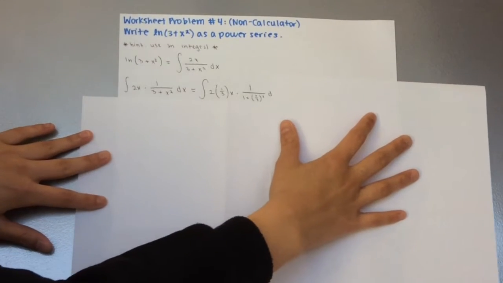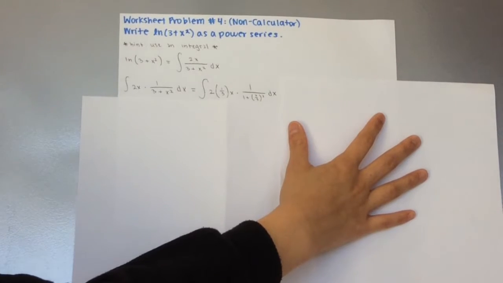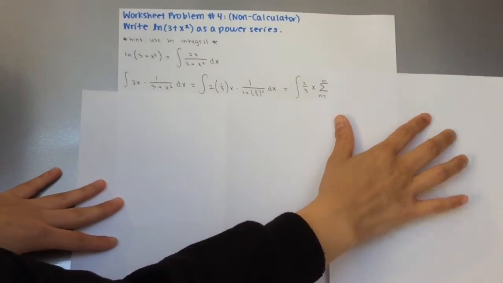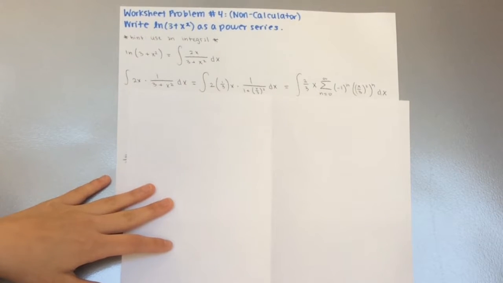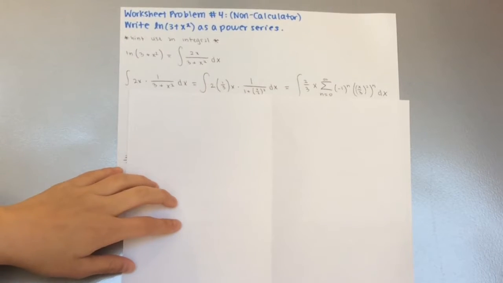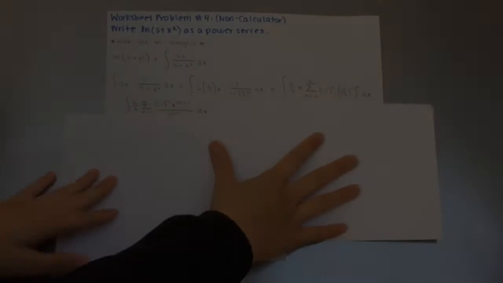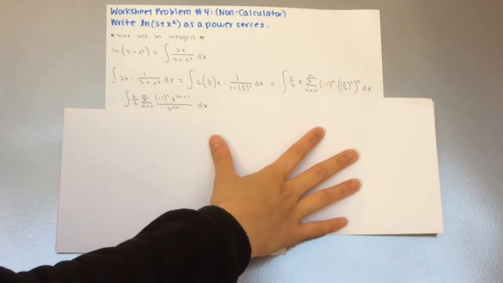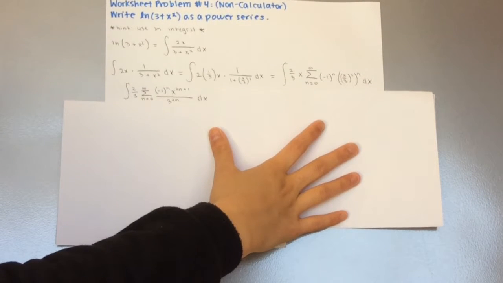And this further simplifies to the integral of 2 times 1/3 x times 1 over (1 plus (x over 3) squared) dx. And this gets us the series, which is the integral of 2/3 x times the summation from n equals 0 to infinity of (-1)^n times ((x over 3) squared)^n dx. So this further simplifies to the integral of 2/3 times the summation from n equals 0 to infinity of (-1)^n times x^(2n+1) over 3^(2n) dx.